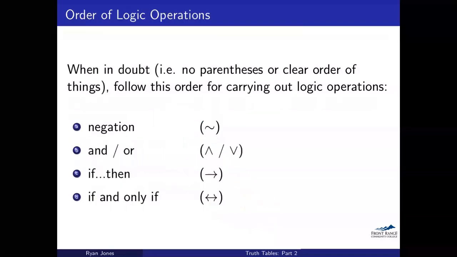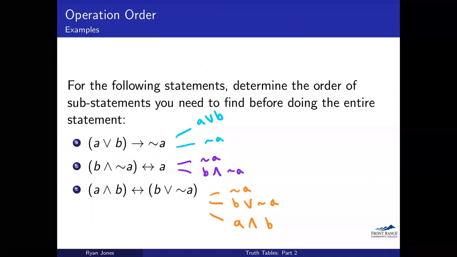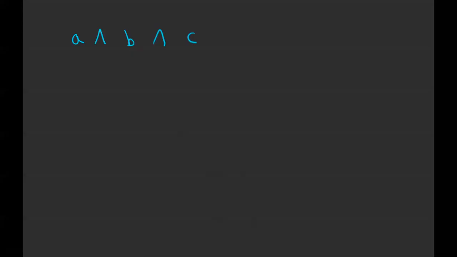Now, let me try to confuse us a little bit. Let's look at this statement: A and B and C. We'll throw in a third there. If I give this to you, what order do I do things in? I told us back here, we do negations, then ands and ors, then the if-thens and if and only ifs. But these are just both ands. So which one do I do first? This is tough because there's really not a right answer. Some people might do this part first, but some people might do this part first.